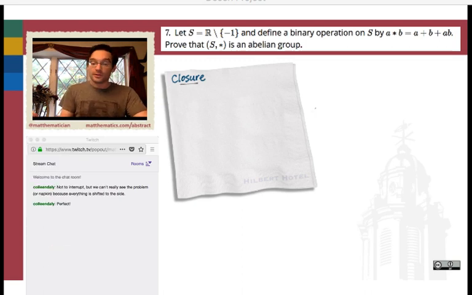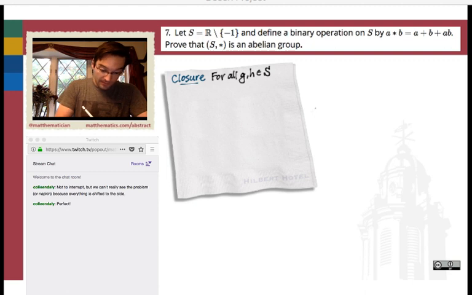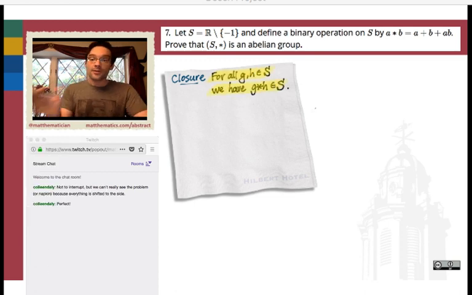So first thing I want to do here is remind myself what the closure property actually says. Closure property says that for all elements in my set, let's call them G and H, in my set of elements, if I apply my binary operation to those elements, I should get another element in my set. We have G star H needs to belong to S. So this is our burden of proof. I'm going to highlight it, because this is the thing that we want to show is actually true.